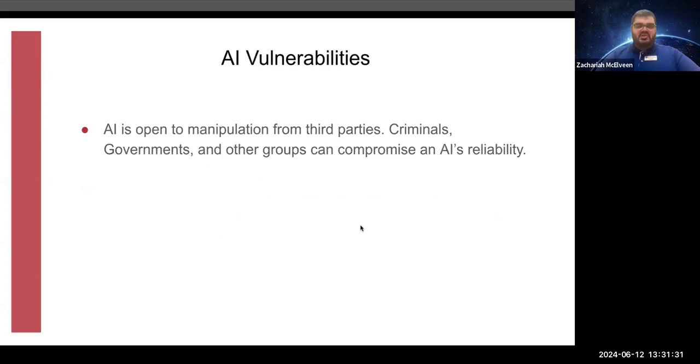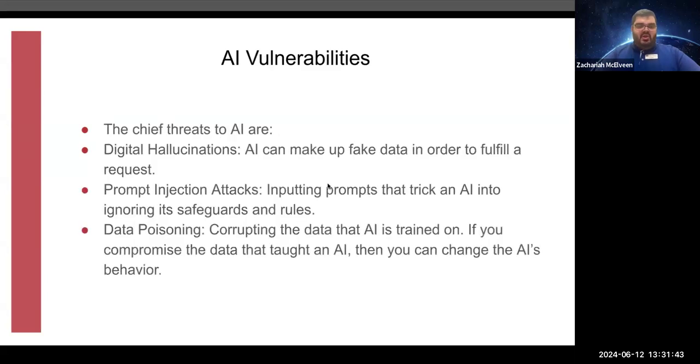We also want to talk about AI vulnerabilities. AI is open to manipulation from third parties. Criminals, governments, and other groups can compromise an AI's reliability. I'm not going to get too into the details on this, but three examples of threats to AI are digital hallucinations. AI can make up fake data in order to fulfill the request that you've made.